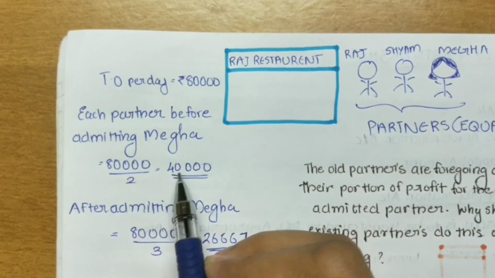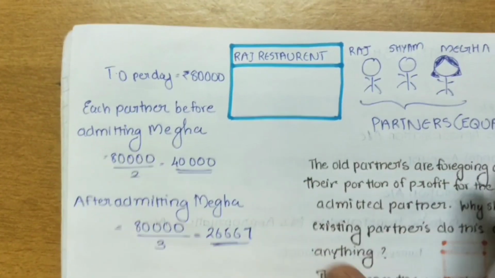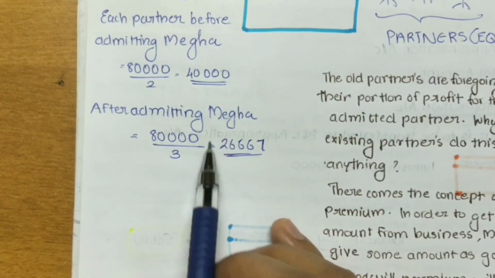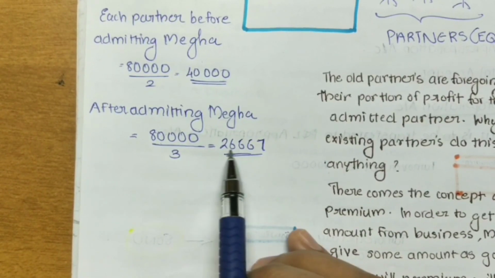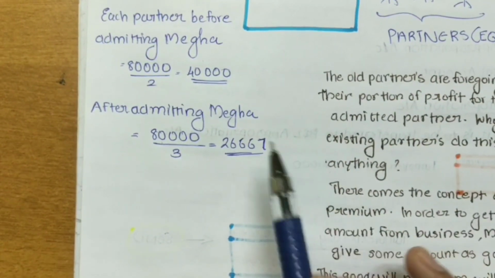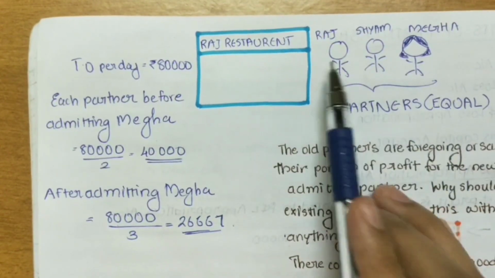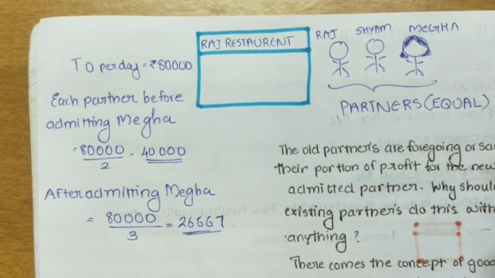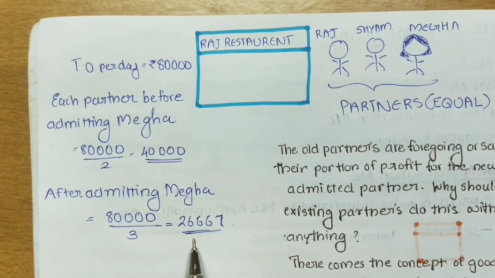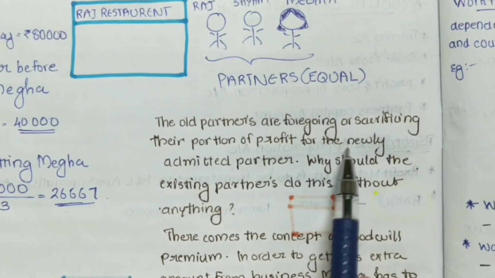Fine. So per day they used to get rupees 80,000, and before the arrival of Megha, when they divided this 80,000 between them equally, each of them got rupees 40,000. But after admitting Megha, when they divided this 80,000 into equal shares, each of them gets only 26,667, right? So what happened here? The old partners sacrificed their portion. Before the arrival of Megha, they used to get rupees 40,000, but after her arrival they only get 26,667. All the old partners are forgoing or sacrificing their portion of profit for the newly admitted partner.